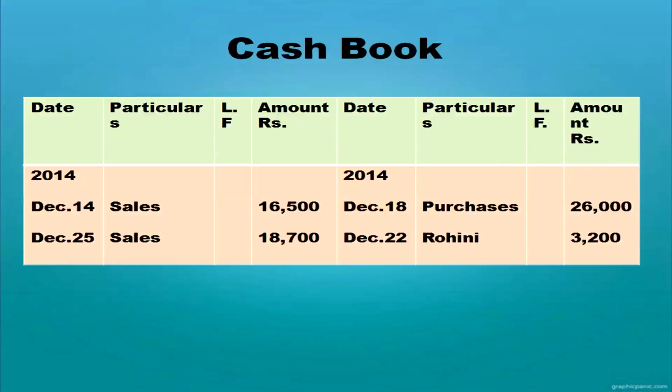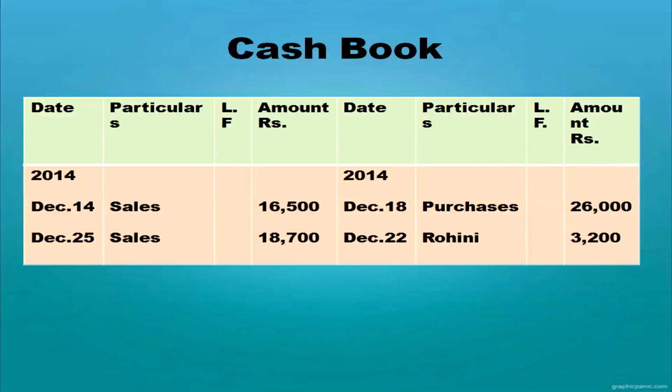Then December 18, purchased goods for cash. Purchases debit to cash. You are posting on the credit side. Why? Because it is an expense. All payments go on the credit side. So, by purchases, date and amount in the respective columns. Then December 25th, cash sales made again. So, cash account debit to sales.